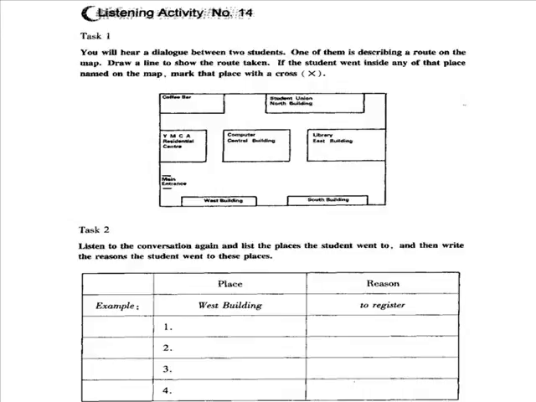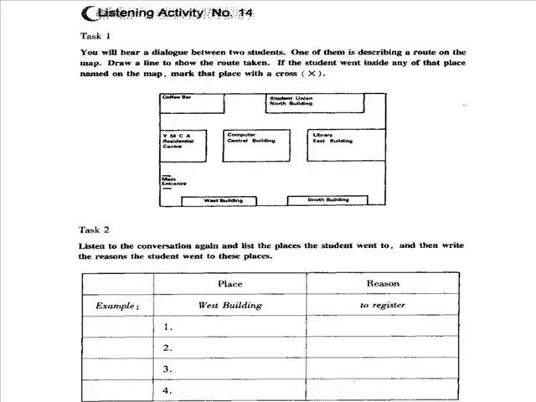Listening activity number 14. Task 1. You will hear a dialogue between two students. One of them is describing a route on the map. If the person went inside any of the places named on this map, mark that place with a cross.